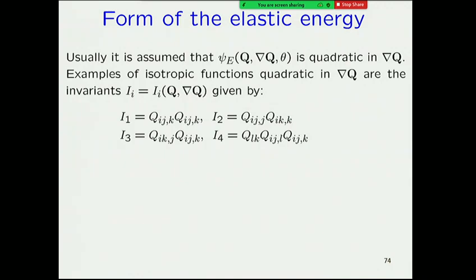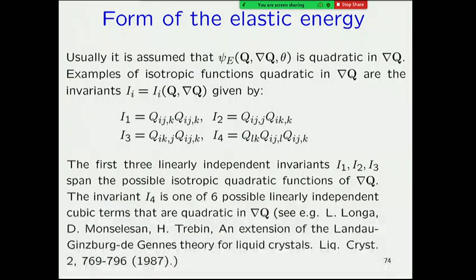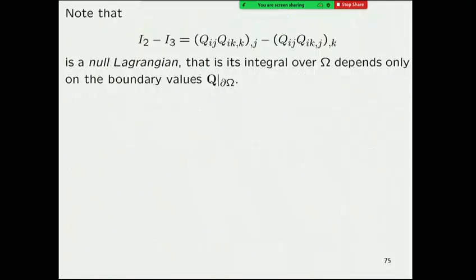And then we talked about the form of the elastic energy, and wrote down four invariants, I1, I2, I3, and I4. The first three span possible isotropic quadratic functions of the gradient of Q. And then we've made a special choice here of one of six possible other cubic terms that are quadratic in the gradient of Q. We noted that I2 minus I3 was a null Lagrangian.